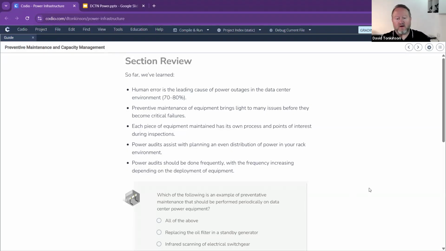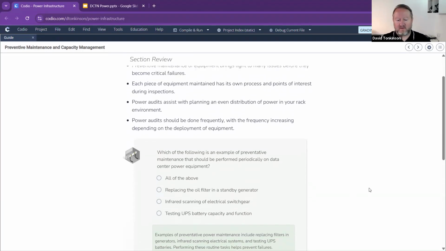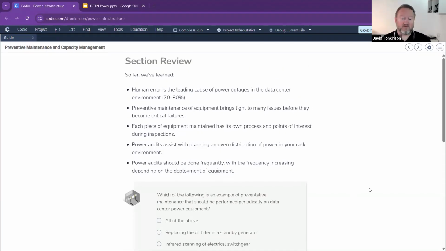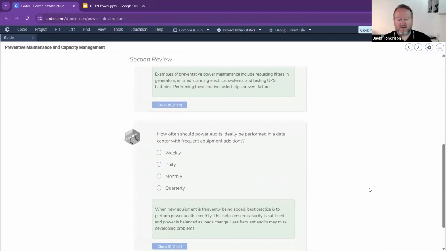Good stuff. Okay, so there's a section review, which will cover things such as the human error, the prevention and maintenance questions. You can click through that in your Codio. And then as soon as you've gone through that, give me your thumbs up.